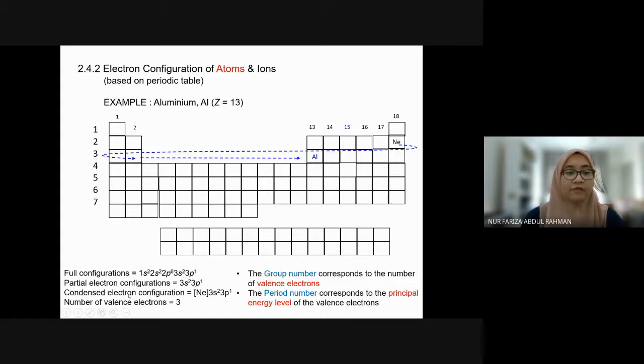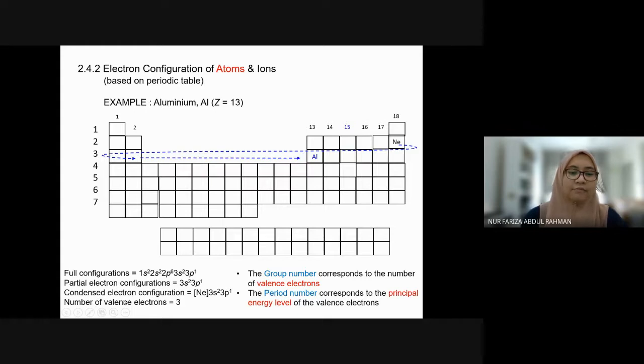Then we have condensed electron configuration. It uses the previous noble gas before aluminium. This is neon, for example. This is where aluminium is located, so we need to use neon. We cannot use helium, for example. It needs to be just before the element is found.